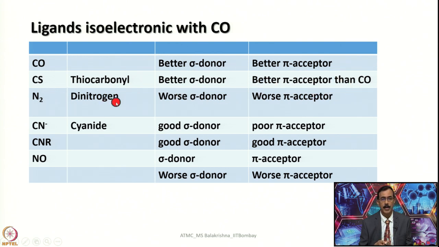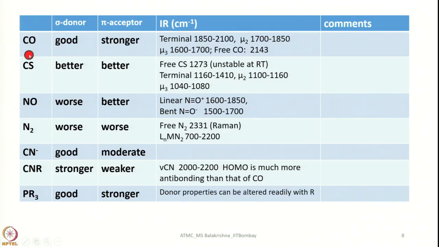And N2, dinitrogen, we come across many dinitrogen complexes, I shall discuss more about that under nitrogen, and of course, we all know that this is a very inert molecule, as a result it is a worse sigma donor and a worse pi acceptor, and it is very challenging to coordinate N2 to metal complexes. And cyanide, very good sigma donor, but it is a poor pi acceptor. I shall tell you why: it is already negatively charged, as a result it is a poor pi acceptor. CNR, it is a good sigma donor and also good pi acceptor. And nitrosyl, good sigma donor and good pi acceptor. And then, as I mentioned, carbon monoxide is a good sigma donor and a very strong pi acceptor.